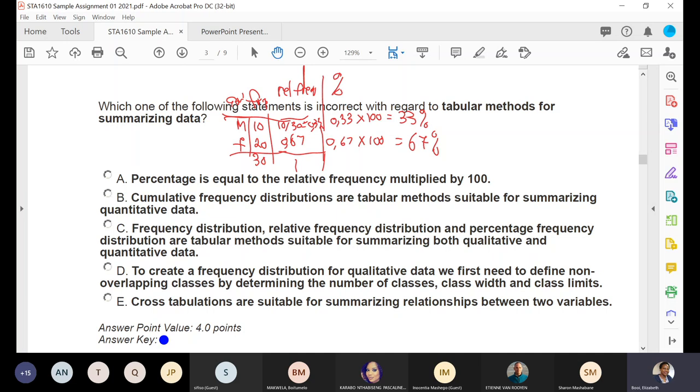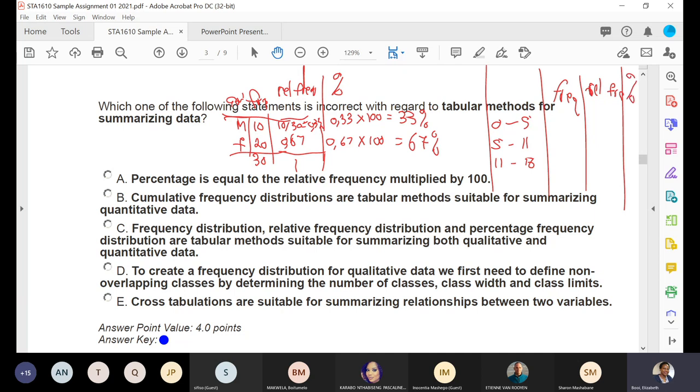And you can do the same with your frequency distribution, because on your frequency distribution, instead of having categories, you will be having 0 to 5, 5 to 11, and so on. Then you will calculate your frequencies, your relative frequency and your percentage. And you can calculate your cumulative frequencies, your cumulative relative frequency, or your cumulative percentage. So you must know the difference between the two. So that is correct.